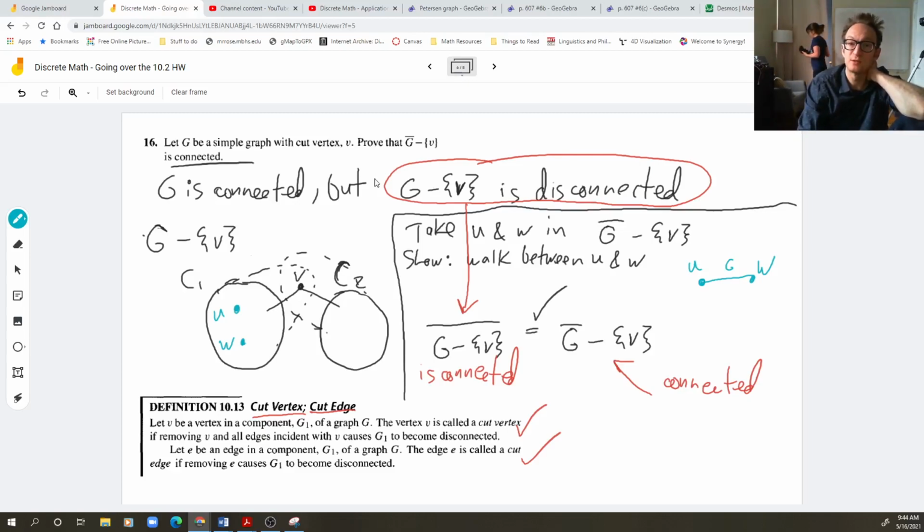So if this is a picture of what the G graph looks like, this is a local picture of what the G complement graph looks like, with no edge between them. Therefore, removing vertex V from G complement doesn't change the fact that there's just no edge between U and W. So, what have I just shown?